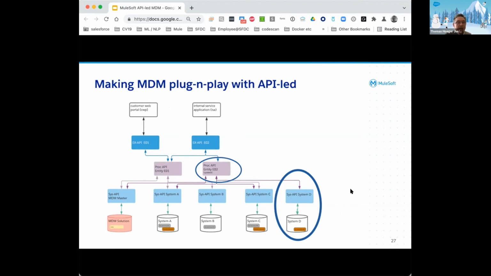So in that way, the API-led approach works very well in allowing you to scale, allowing you to add new data. And even if you think about adding a new application which would require this data, you'll build just a new experience API.